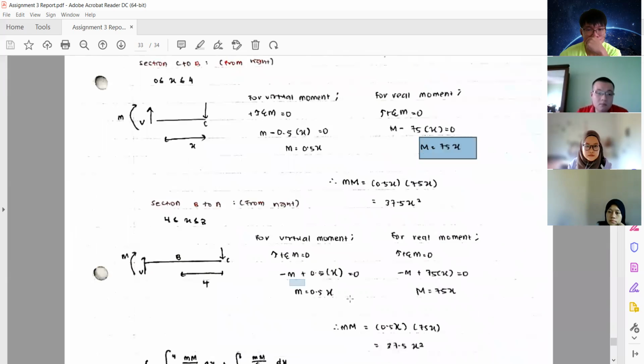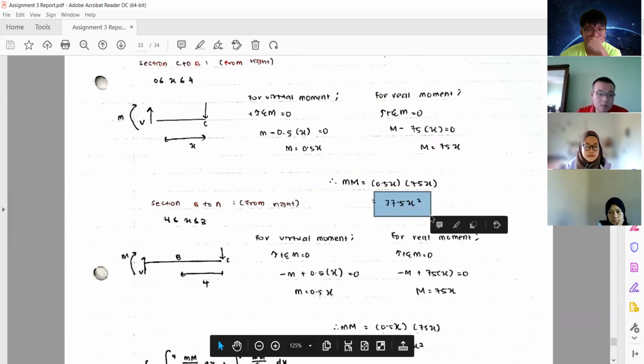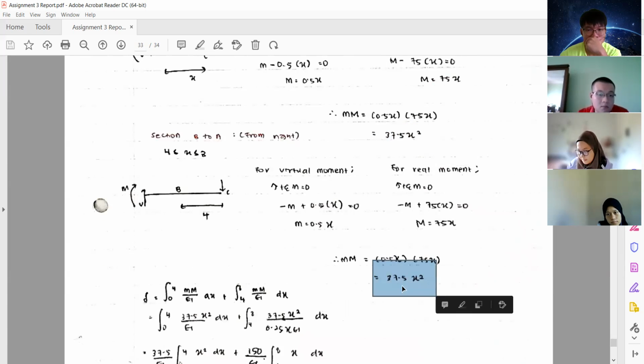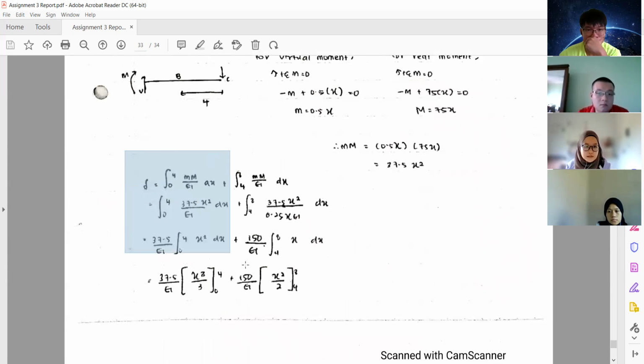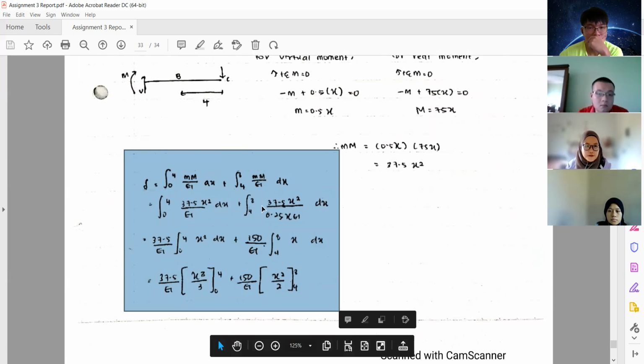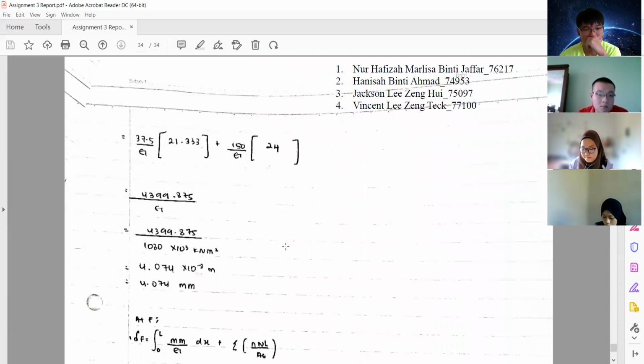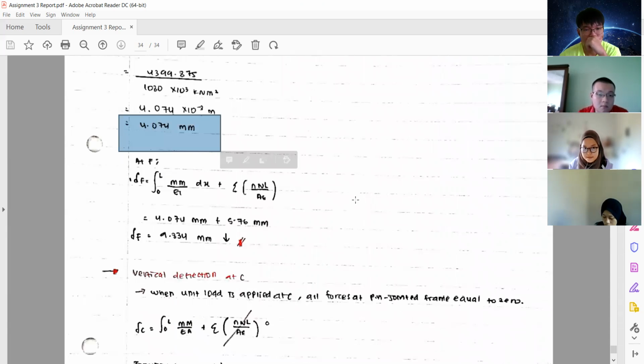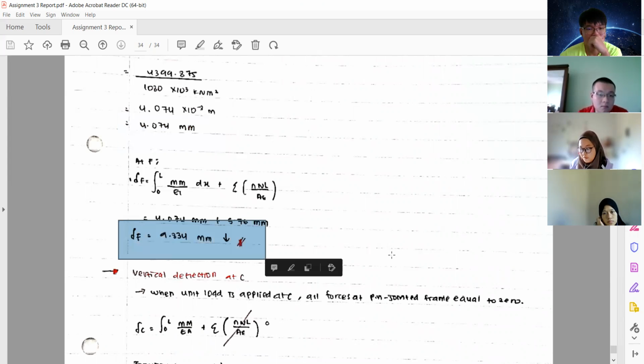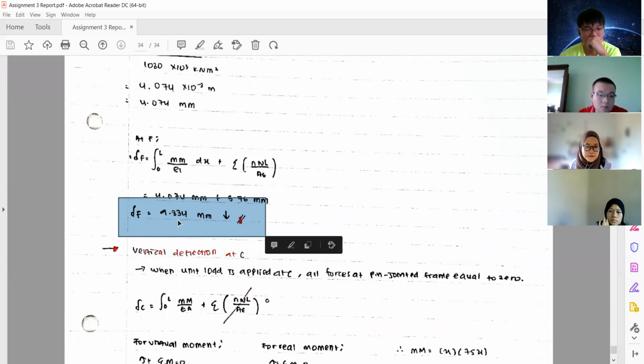I get 37.5 x squared for section C to B, and for section B to A, I get 37.5 x squared. So we use integration for all of them. I get the value as 4.074 mm. So for deflection at F, we add the values for the Butterworth method for the beam and also for the trusses, and I get them as 9.834 mm downwards.